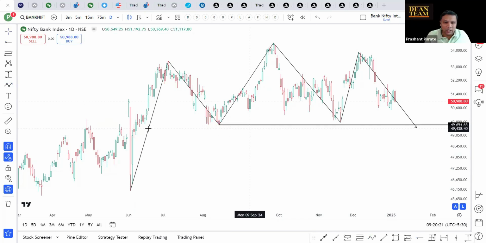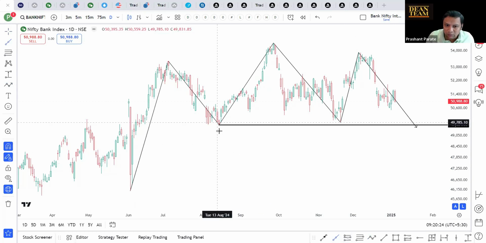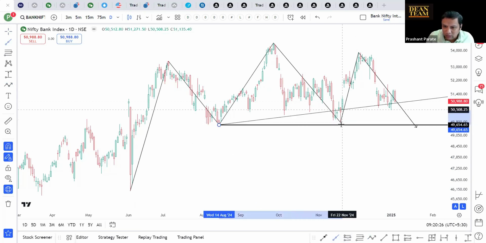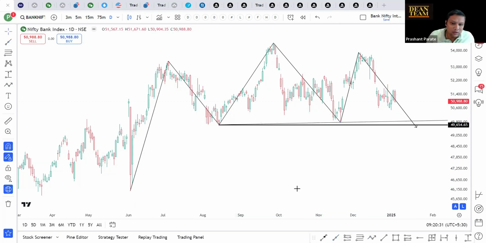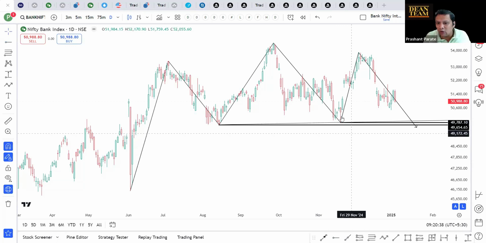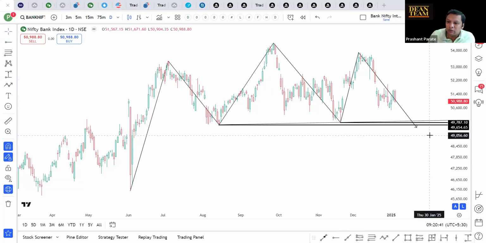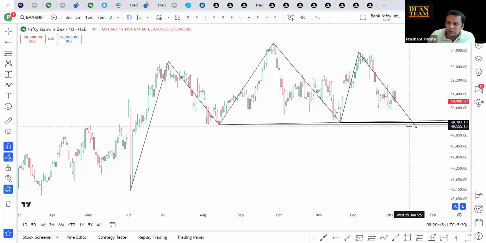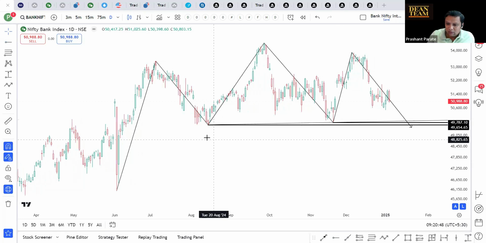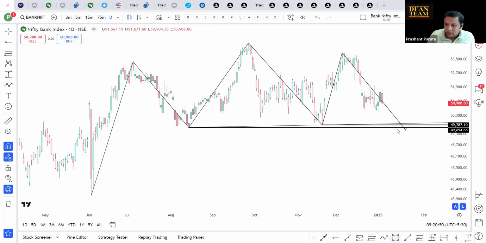If this is your bias, then it will be confirmed on a breakdown below this neckline. Till then, this neckline is also your buying area. As long as this is not broken, the head and shoulders pattern is not confirmed. So we wait to see if a candle closes below, suppose a strong bearish candle forms here.